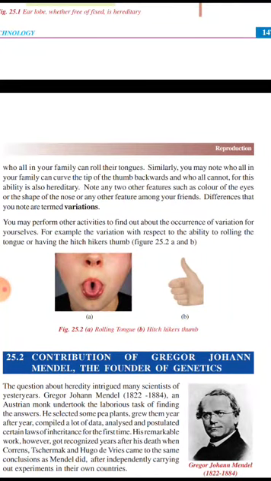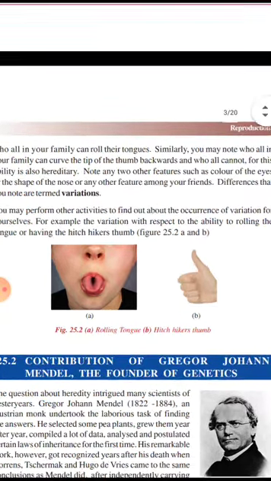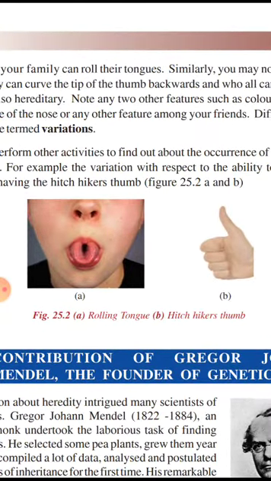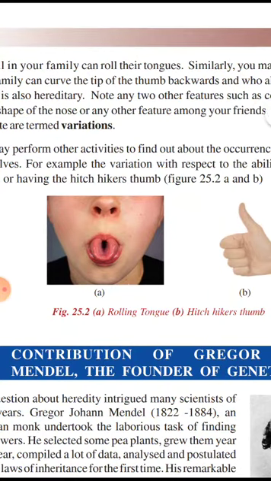As we told before, the differences we see from one individual to another in their appearance, due to the genes in them, are what is called variations. Here they have mentioned two variations you can see in different people based on their genes. The first one is the ability to roll the tongue. Some people can roll their tongue like this, and some cannot. This is due to gene variation.